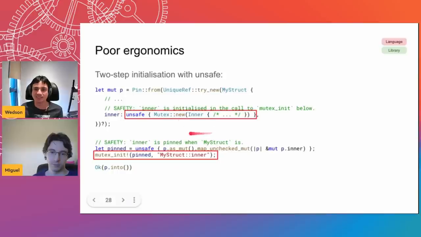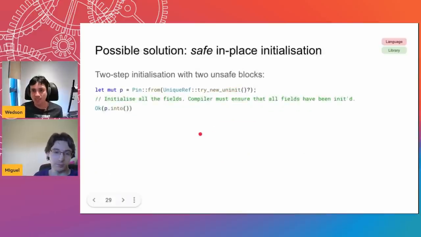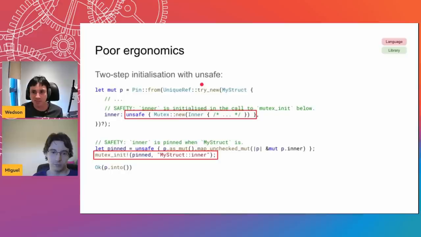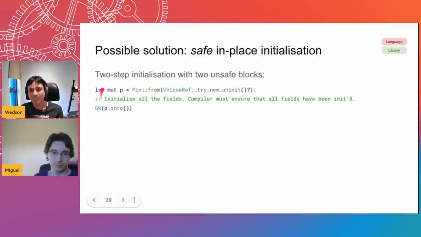So this is the state we're in now with the poor ergonomics. One possible solution for this is to change, instead of actually... Before I talk about this thing, there's another unsafe here which I'll talk about too because it's related to projection. I'll talk about it in the next example. But what we'd like to see really is something like this, right? Still two steps, but with no unsafes, right?